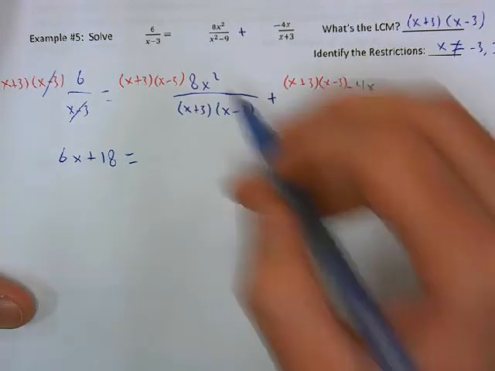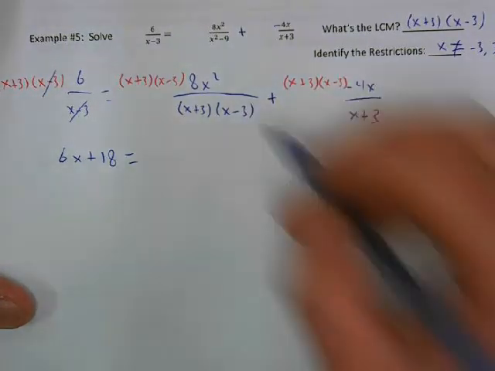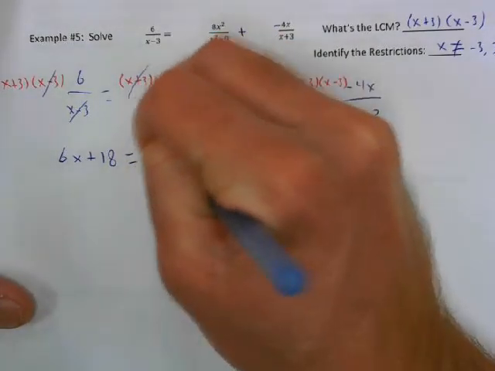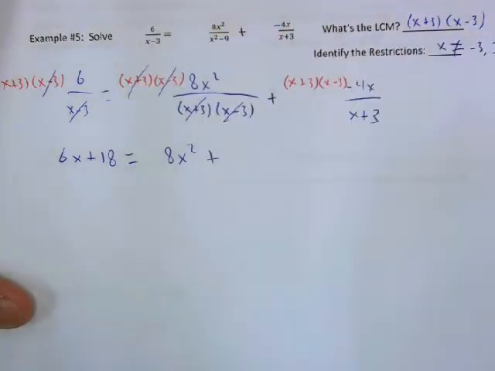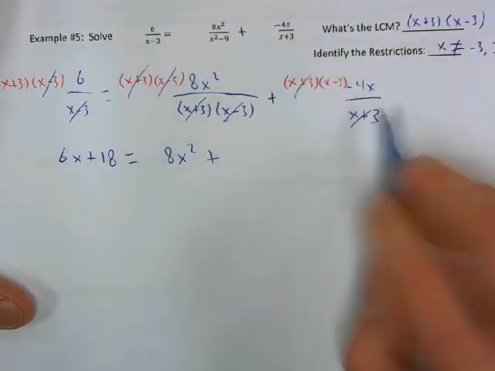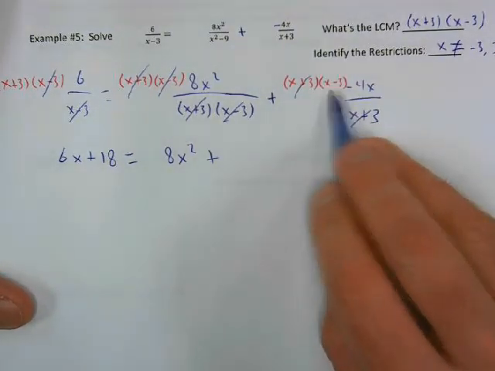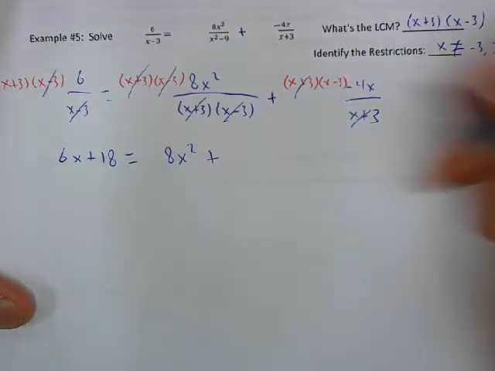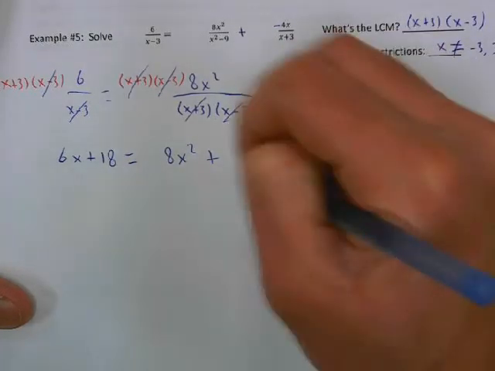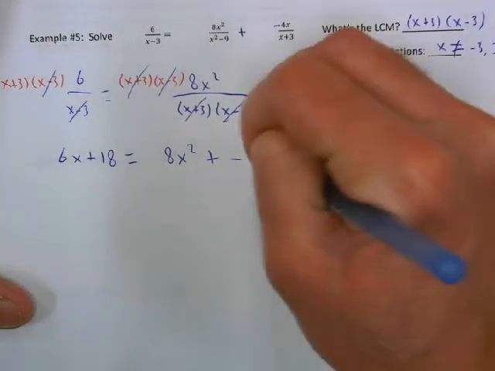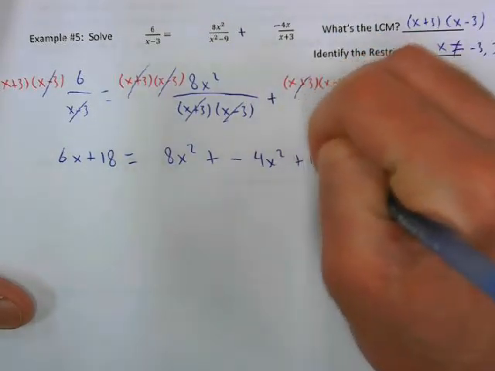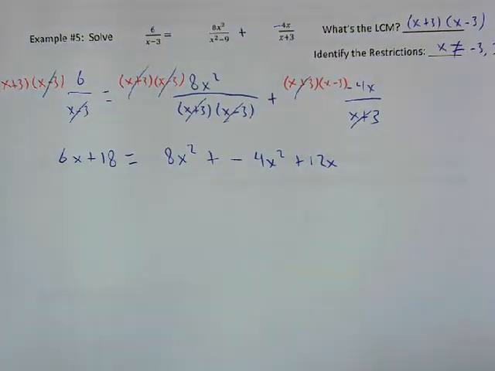Equals, here, the ugliest looking fraction works out the nicest because all this stuff cancels and I'm just left with 8x squared. And then plus, here the x plus 3's cancel, and then negative 4x times x minus 3, which is why I distributed the negative earlier. So I remember to distribute a negative 4x. Gives me negative 4x squared. So this plus should actually be minus, but it's okay. We can just put negative 4x squared plus 12x. All right, so there's our problem, and now we have no more fractions, so that's good.